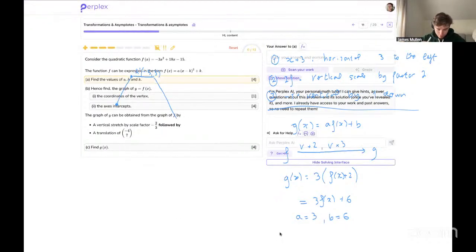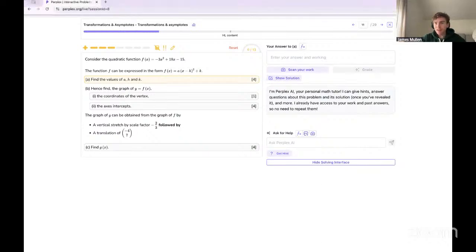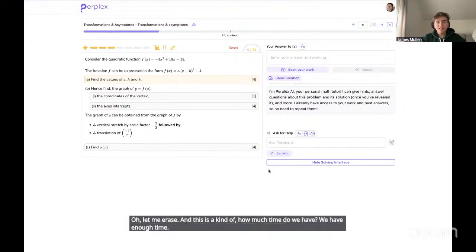Oh, let me erase. And how much time do we have? We have enough time. This is a classic kind of SL section B question, so one of the harder questions on the standard level exam involving quadratics and transformations. Something like this could show up on HL, but I wouldn't call it a hard question for higher level students.